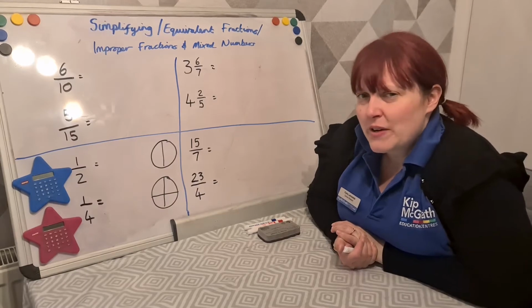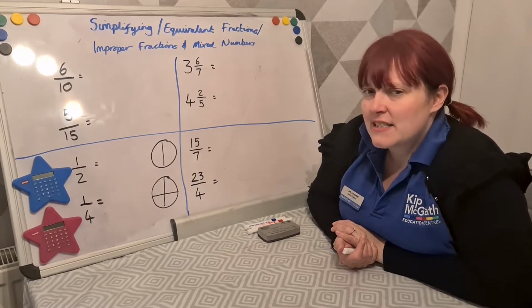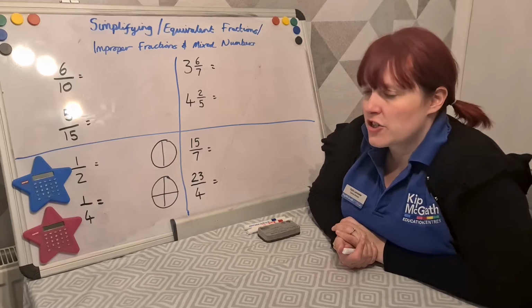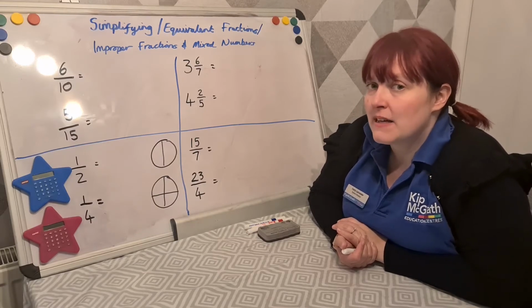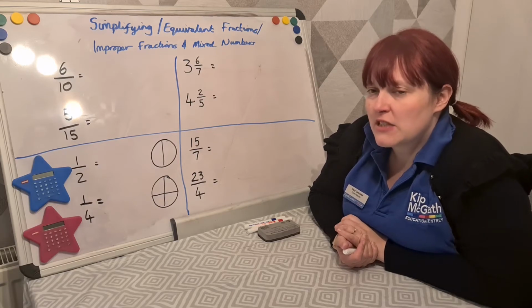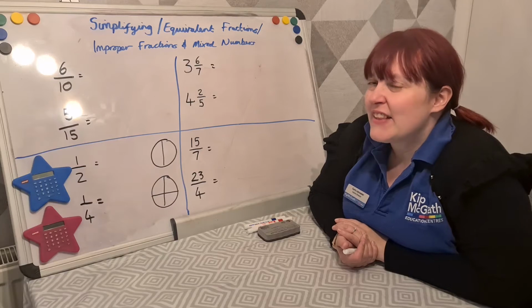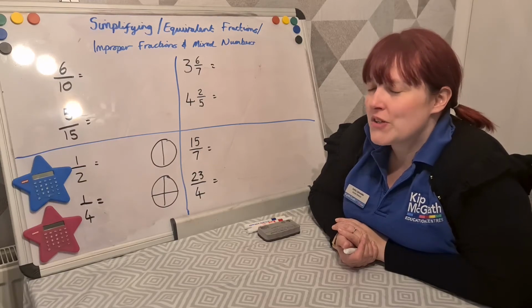And the way that we've got to explain this to children is that we're trying to get to the simplest version of the fraction. So can we divide the top and the bottom by the same number? And that is something that is crucial. It's got to be divisible by the same number. And the other thing that we need to mention is it's not always 2.